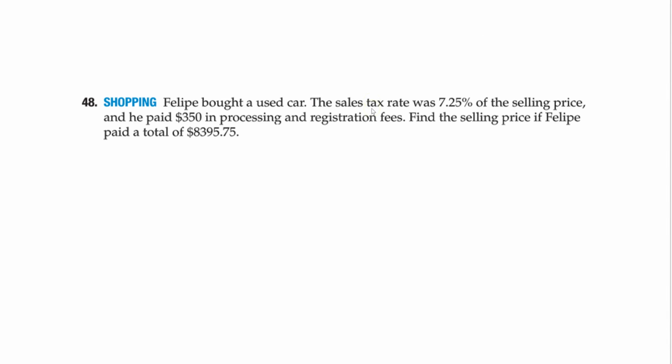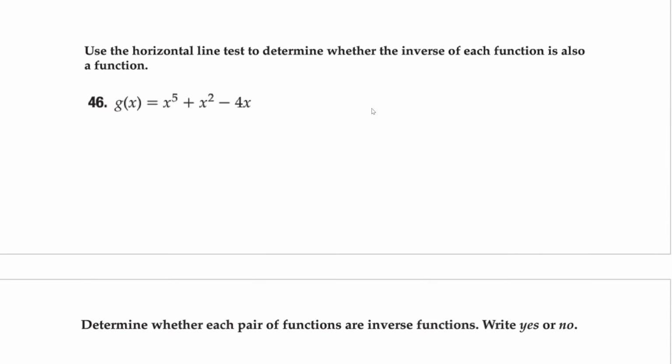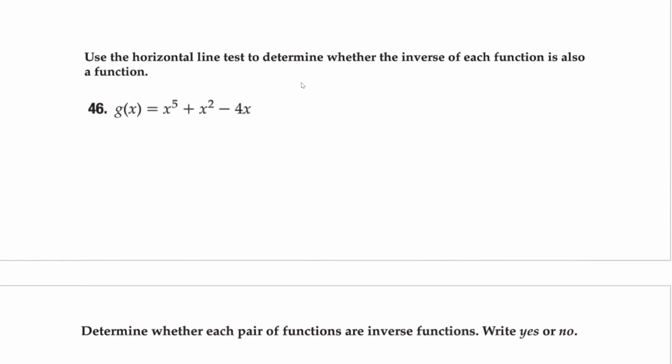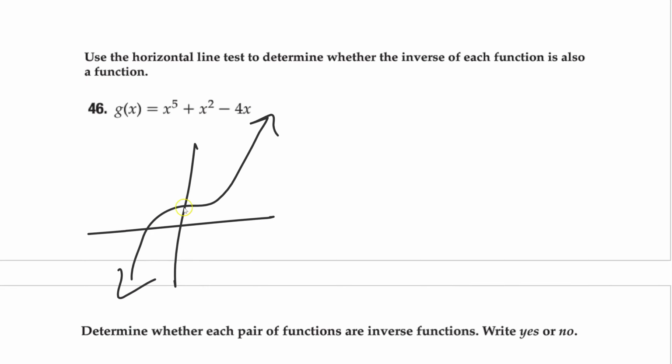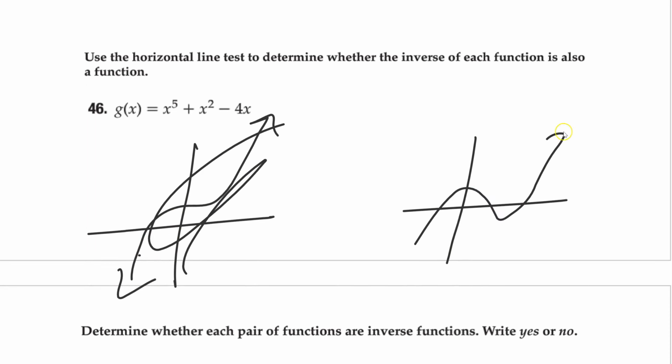These application problems are actually kind of dumb. So we're going to go on to the horizontal line test and telling if it's a function. Okay, so these are horizontal line tests to determine whether each inverse is also a function. So all they want you to do here is graph this thing. In this case, it looks like this. It's actually probably going to be more like this. You could graph on a calculator, but it's going to be more like that.